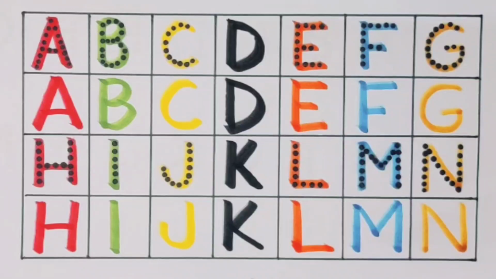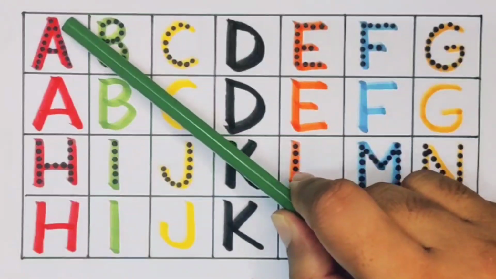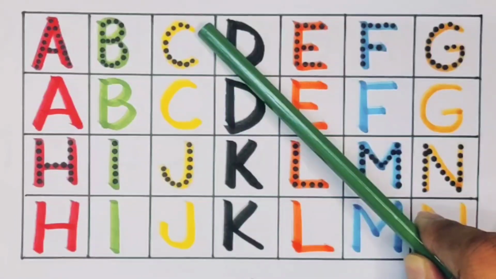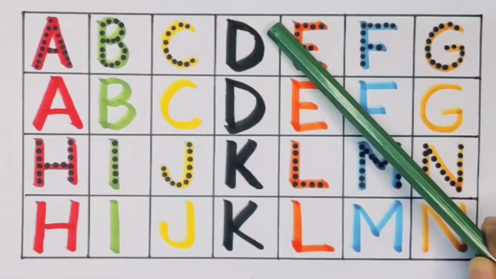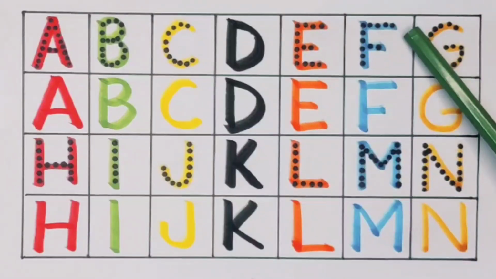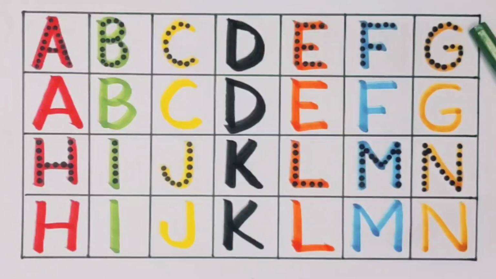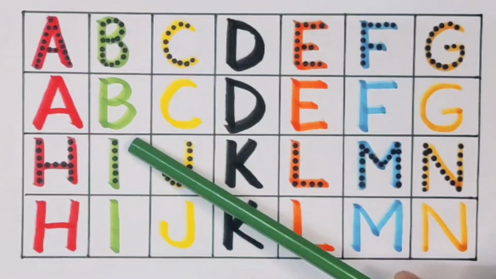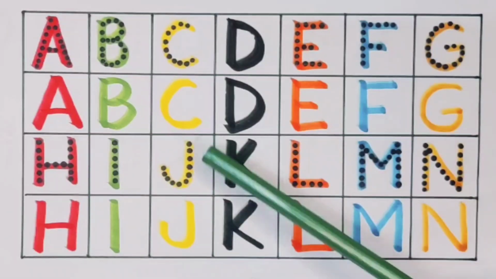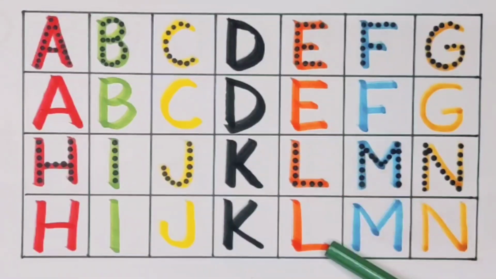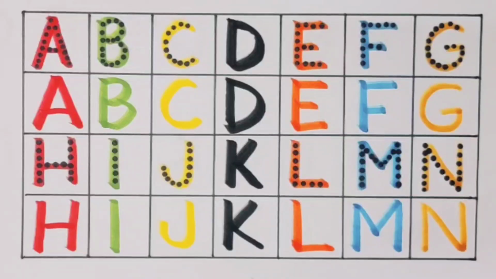What we learn? We learn A for alligator, B for bicycle, C for clock, D for doll, E for eggplant, F for flower, G for giraffe, H for hat, I for eyes, J for jelly, K for key, L for lion, M for moon, N for nest.